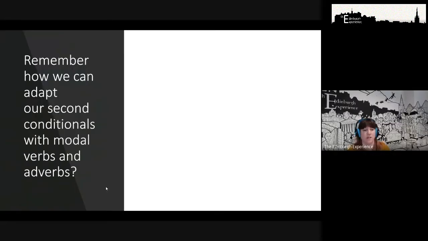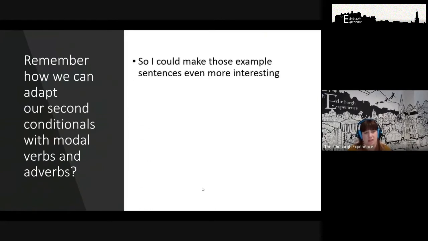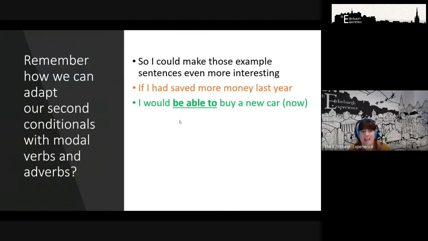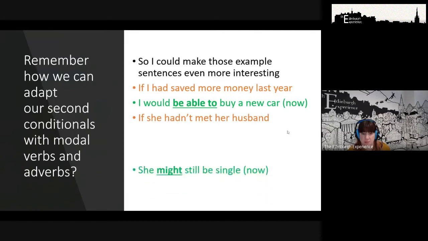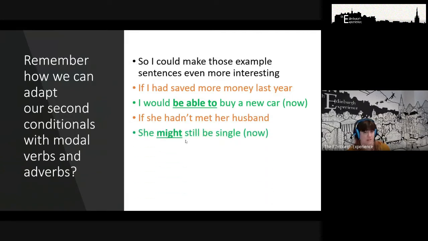Do you remember as well that we can adapt our second conditionals with modal verbs and with adverbs to make it more interesting? Yeah, we talked about this in our second conditional class. So those examples that I just gave you, I could make them more interesting than I just showed you. For example, if I'd saved more money last year, I'd be able to buy a new car. Okay, so we'll bring in a modal verb here after would instead of can. If she hadn't met her husband, she might still be single.